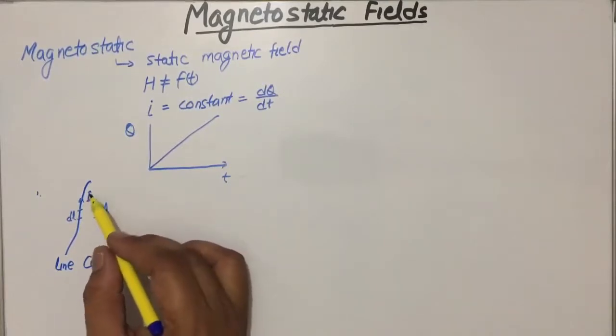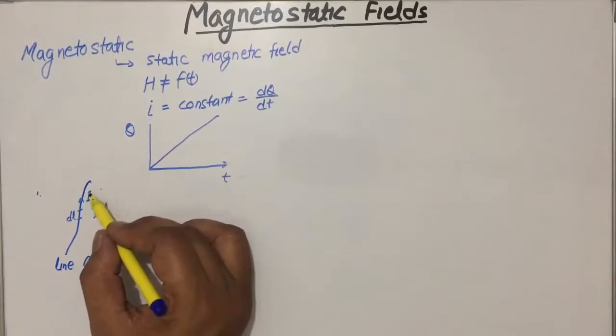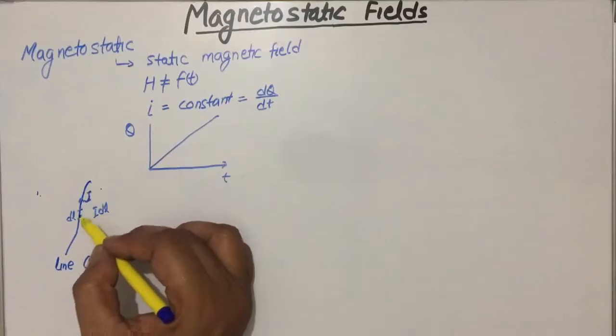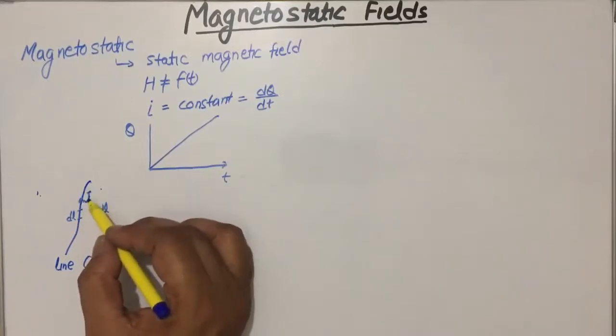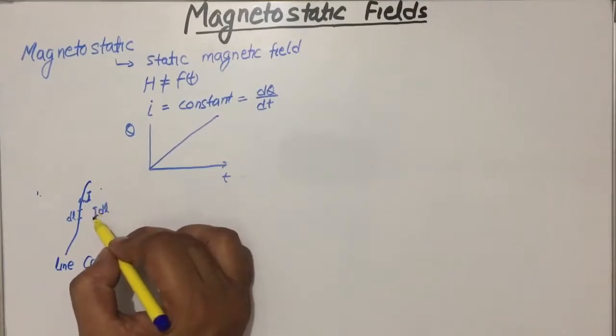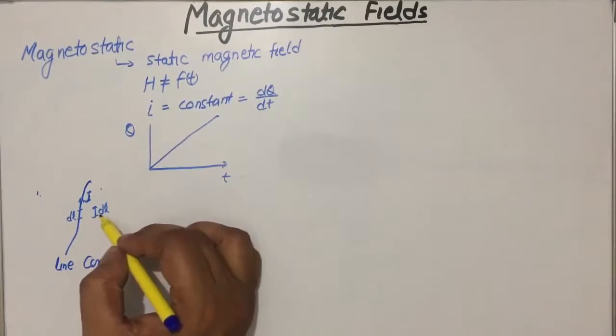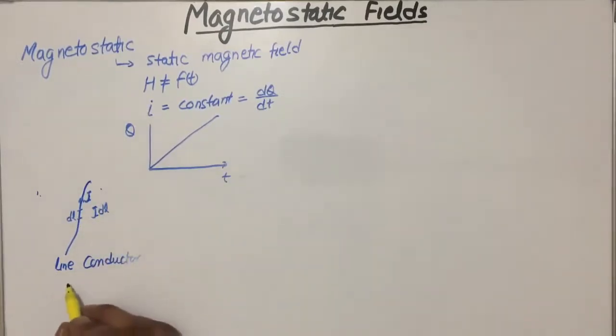We can consider it J, don't consider it I, consider it J. The current density flowing from this line conductor is J, ampere per meter, and if we have J, then the current that is flowing from this will be J dl. So in that case, the current that is flowing from this line conductor will be J dot dl.